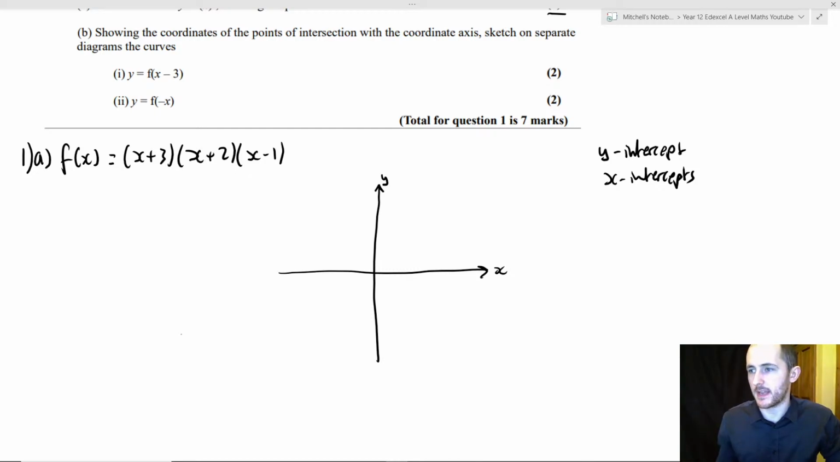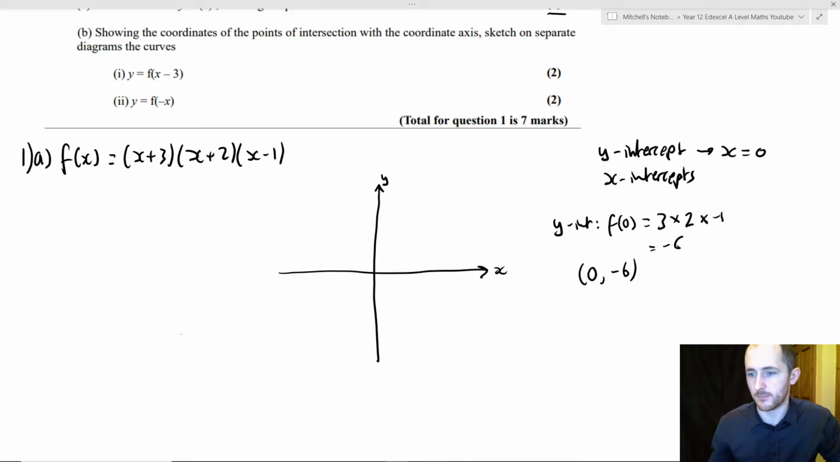So to work out our y-intercept, that is when x equals 0. So if we do that now, so y int, we're just going to sub in x equals 0. So then f of 0 is equal to x plus 3 now becomes 0 plus 3, so it becomes 3. X plus 2 now just becomes 2, and minus 1. So that is just going to be minus 6. So our coordinate there is going to be x is 0, y is minus 6. We can even put that on the graph right now. Okay. And again, in terms of like where these values are, as long as you keep it roughly proportional, it's fine. You don't have to be super accurate with it.